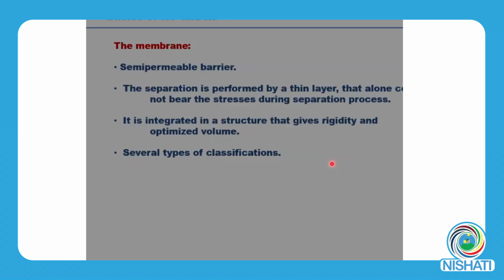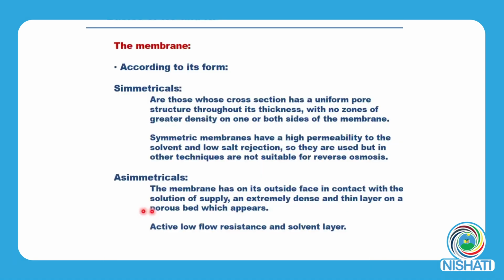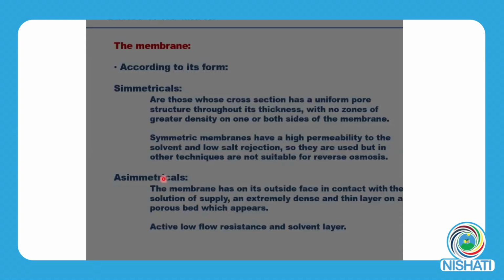And we have different types of classification. We have symmetrical membranes and also asymmetrical membranes. For microfiltration and ultrafiltration, depending, we can find symmetrical membranes. That means that the top and the bottom of the membrane have the same configuration. But in the case of desalination, we have asymmetrical membranes. It's the standard in the industry.